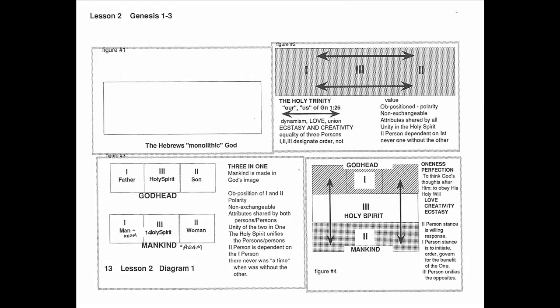The second person's stance, which is mankind here, is willing response to God. And the first person's stance of God to man is to initiate, to order, to govern, all for the benefit of the whole. The third person unifies the opposites, just as in the Holy Trinity. This is the marvel of the creation of the human being in the image and likeness of God.